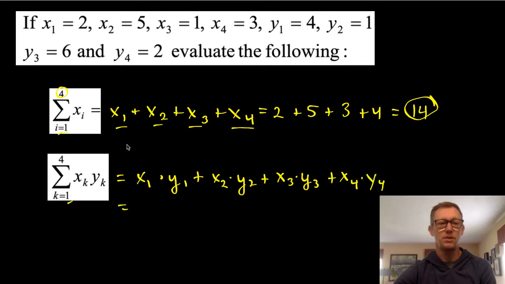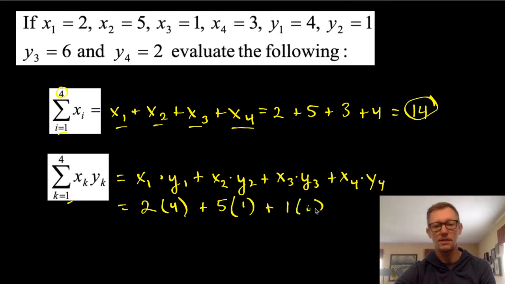And so we'll just plug those values in. So x sub 1 is 2, y sub 1 is 4, x sub 2 is 5, y sub 2 is 1, x sub 3 is 1, y sub 3 is 6, and x sub 4 is 3, and y sub 4 is 2. And so we get a total of 8 plus 5 plus, I can't read, there's a little watermark there, 8 plus 5 plus 6 plus 6. So we get 13 plus 12, 27. Check my math there in case I messed that up in my head.